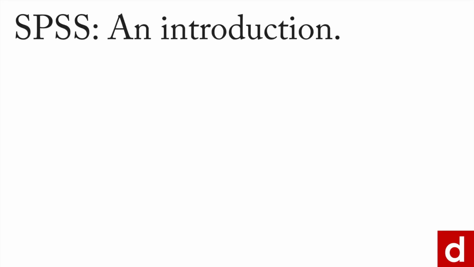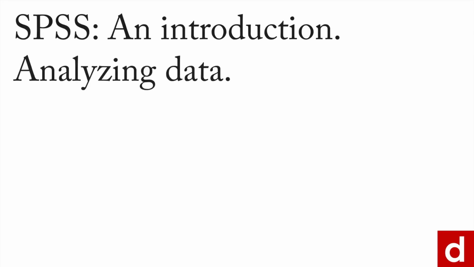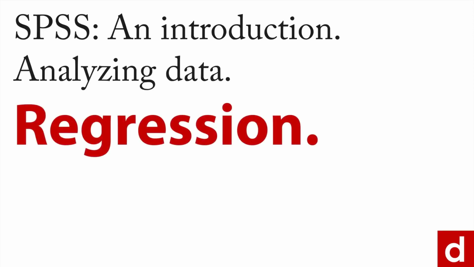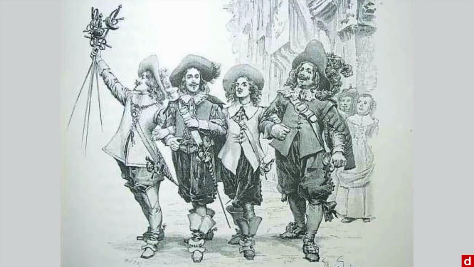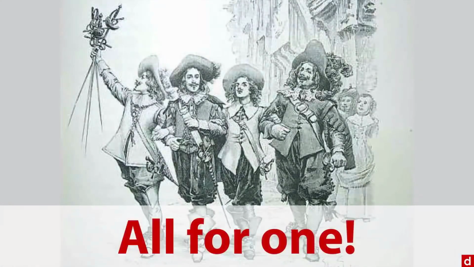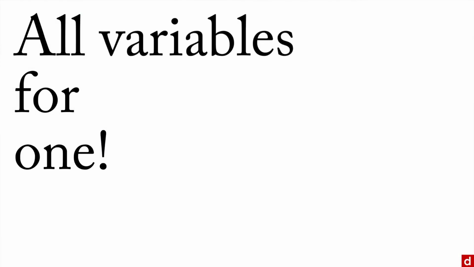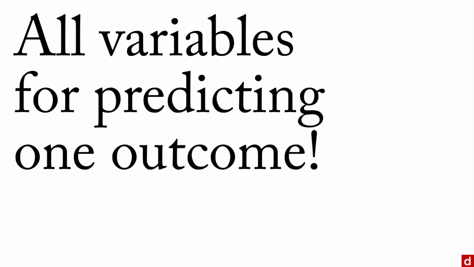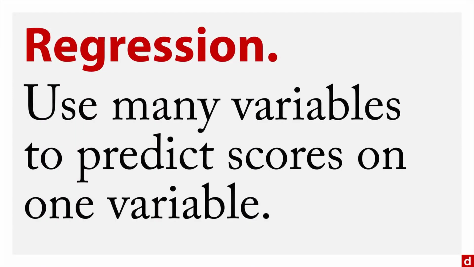For a final look at SPSS and analyzing data, at least in this brief overview course, let's take a look at one of the most useful procedures around, regression. Now, you might think of regression as sort of the statistical version of the Three Musketeers, where it's all for one. I say that because all for one is actually all variables for predicting one outcome. Put another way, regression uses many different variables, many predictor variables, to predict scores on one outcome variable.